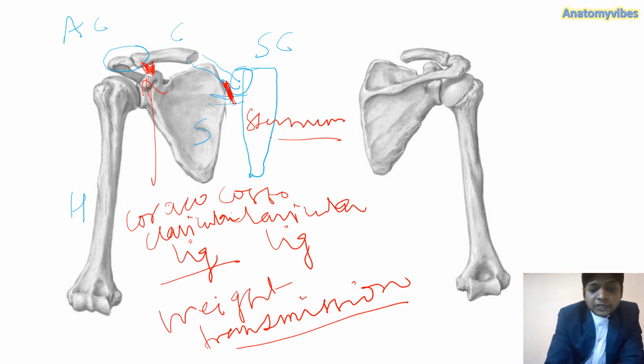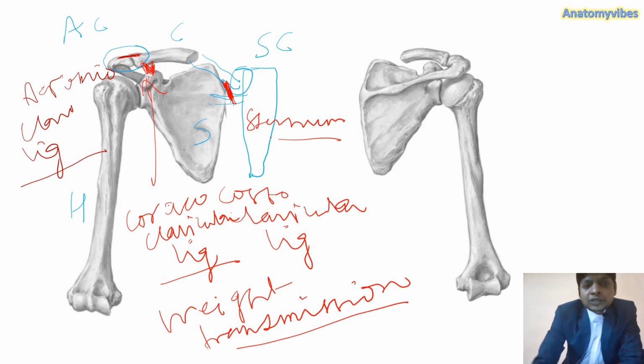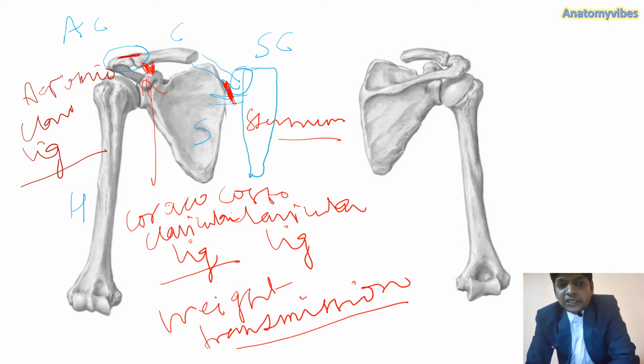One more ligament will be here in between clavicle and acromion process, that is acromioclavicular ligament. So these are some of the ligaments and attachment which you should keep in mind.